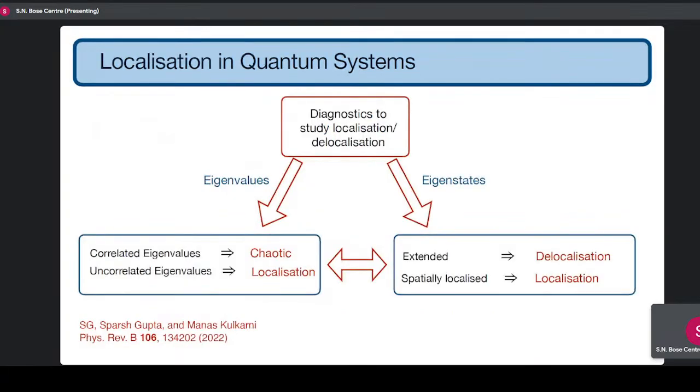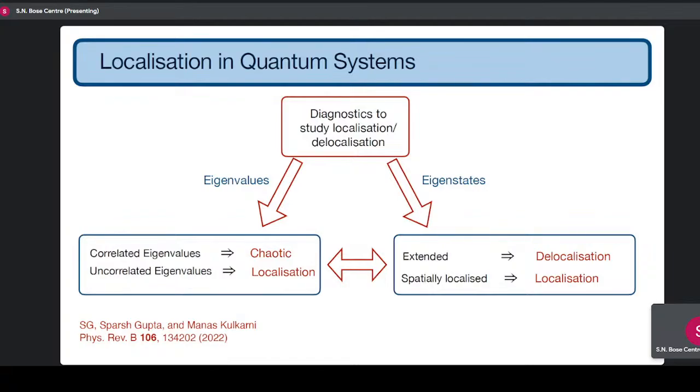Before going to the non-Hermitian case, I'll briefly discuss how we identify localized states from delocalized states. One simple way is to see how the wave function is spread over the given lattice. If it is spatially localized, then just by looking at the spread of the wave function, one can differentiate between the localized and delocalized states.